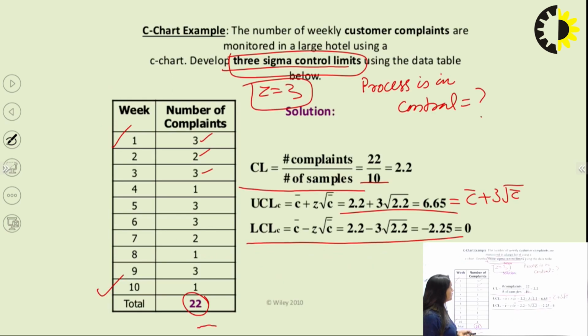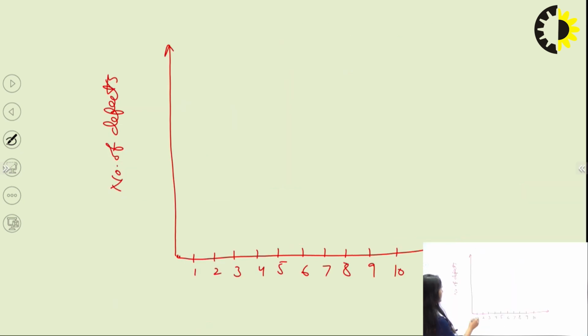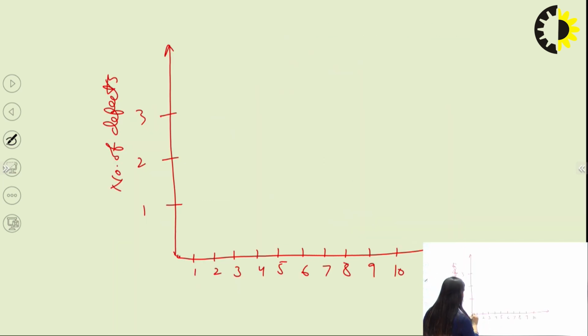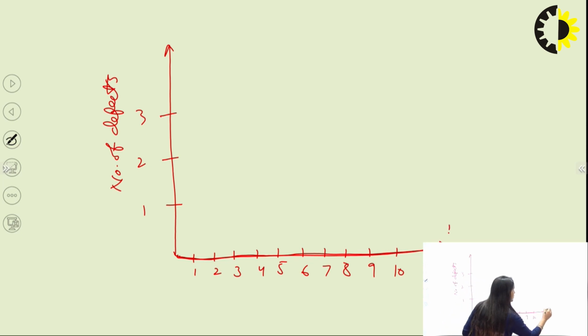So the defects are given to us as 1, 2, 3. So we will draw it as 1, 2 and 3. So the number of defects comes within 1, 2 and 3. Now we will draw the control limits. So what are the values of the control limit? The lower control limit is 0 itself. So let us draw the lower control limit at the horizontal axis itself. So this is the value of LCL, which is equal to 0.